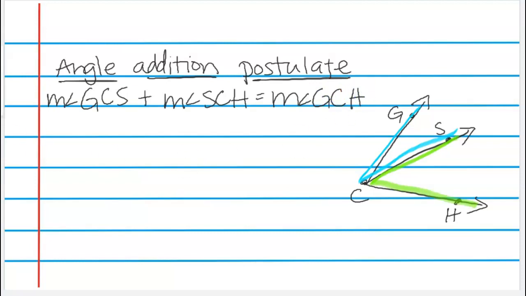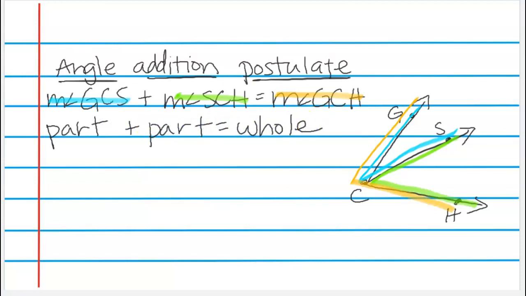Now I'm going to go ahead and color code those, and I would like you to follow along with colors in your notes as well. So GCS is in blue, SCH is in green, and then I'm going to add a third color for GCH, the whole angle. So this may sound familiar to when we worked with segments, but we did refer to this as part plus part equals whole. And it is the same with angles as it was with segments. Part plus part equals whole.